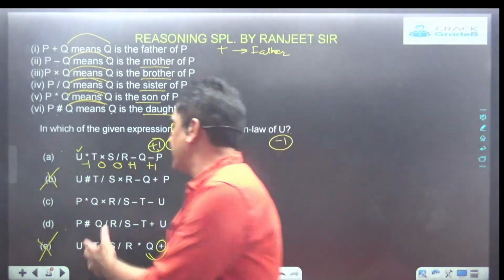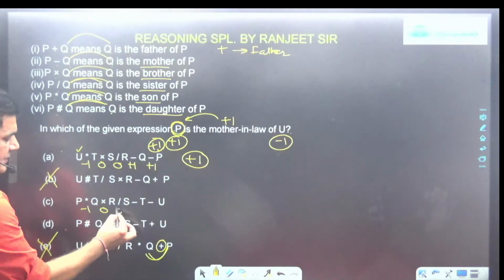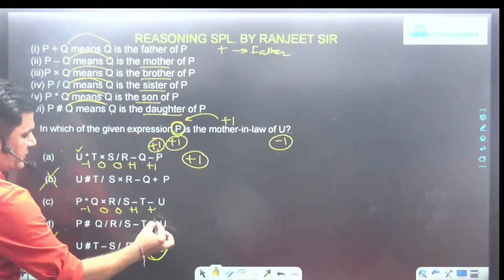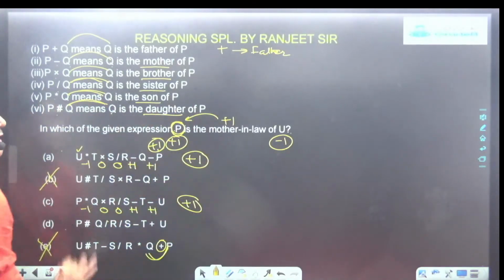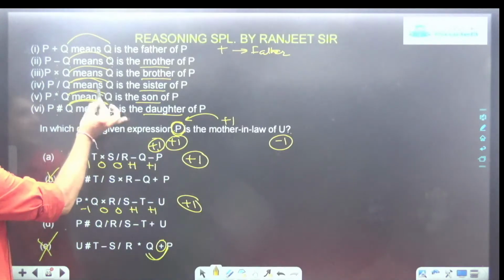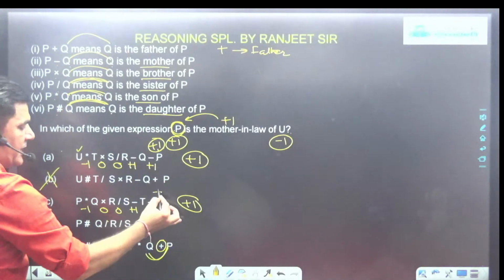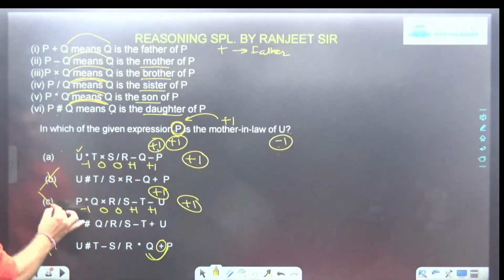Next one, just see here also. This is minus 1. This is 0. This is 0. This is plus 1. This is plus 1. If I add, this one comes out to be plus 1. Here also I am looking for plus 1. But this plus 1 stands for what? Since the last person comes at the first place, this plus 1 stands for U. Here I am looking for U to be minus 1. So this can't be the answer.